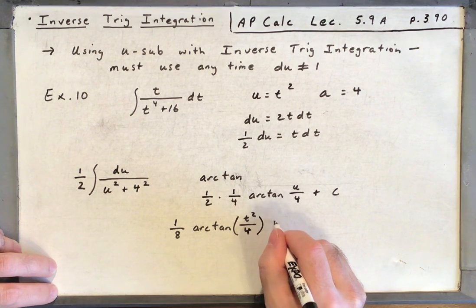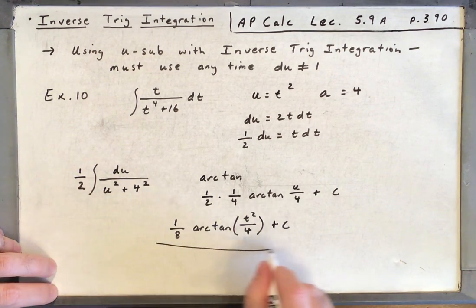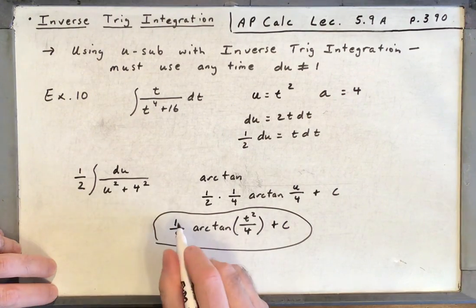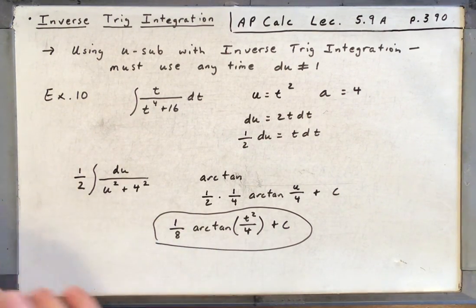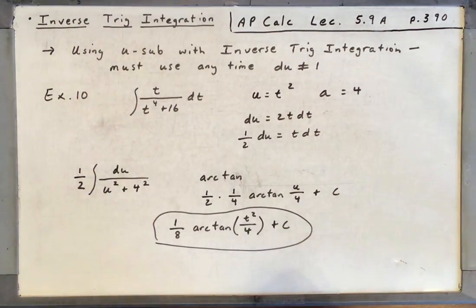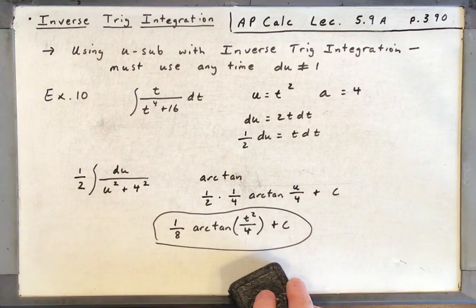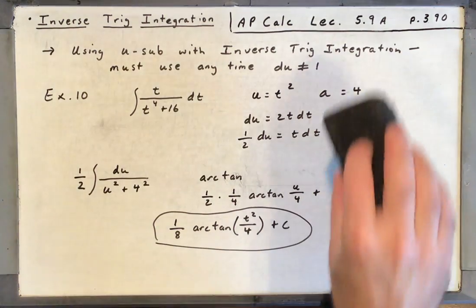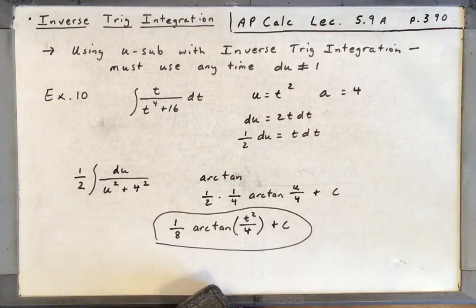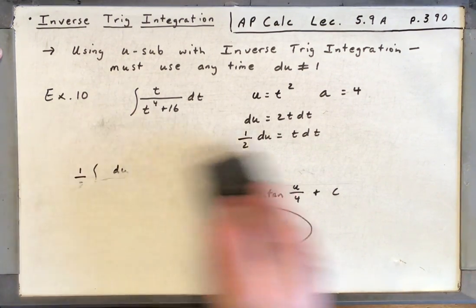plus c. So if you forget to do the u substitution there, your fraction out front is going to be wrong. And that is not a minor mistake. All right, so be very careful on the test and on your homework doing these. Make sure you check to see if du is equal to 1. All right, let's do a couple more examples.